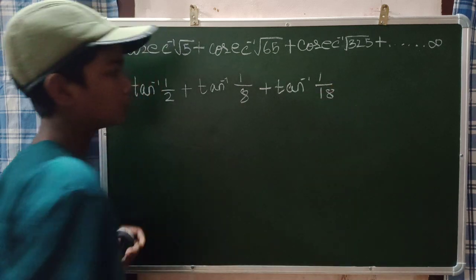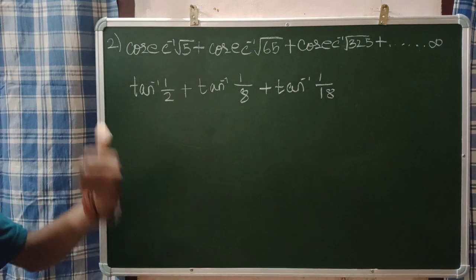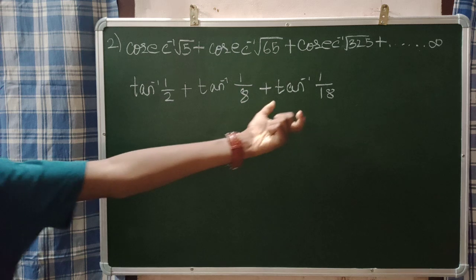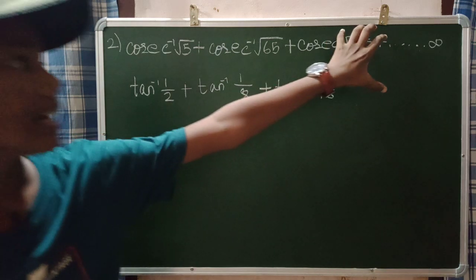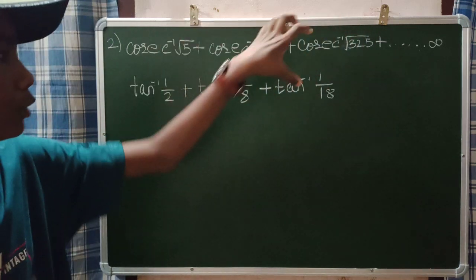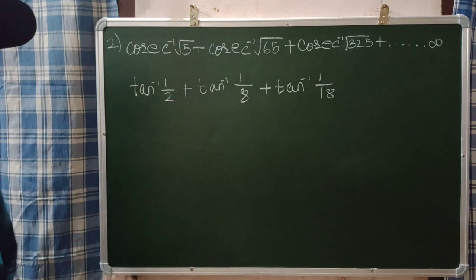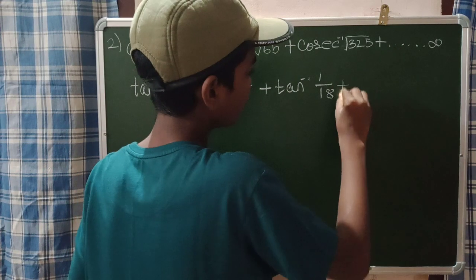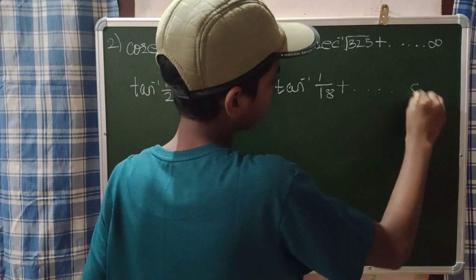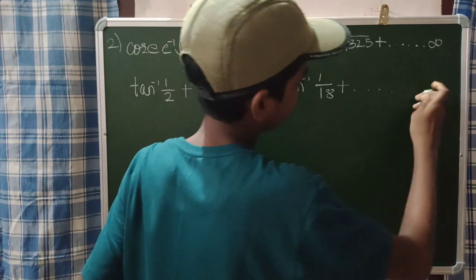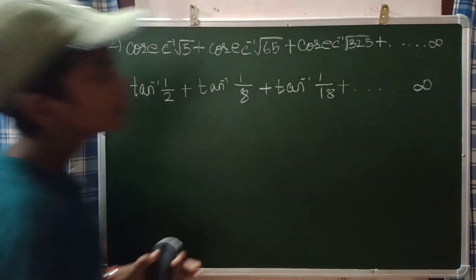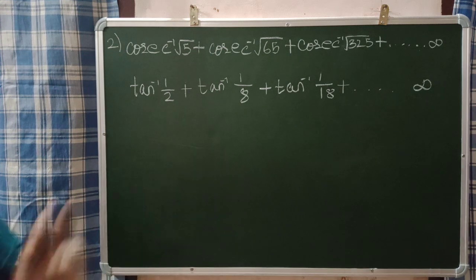I'm using the triangular method only. I'm saying you will be getting tan inverse of 1 by 8 plus tan inverse of 1 by 18, just converting these ratios into terms of tan inverse, and it will go on up to infinity.